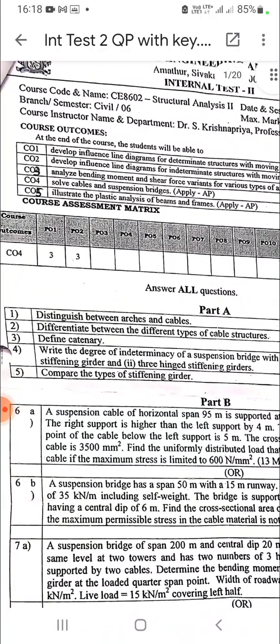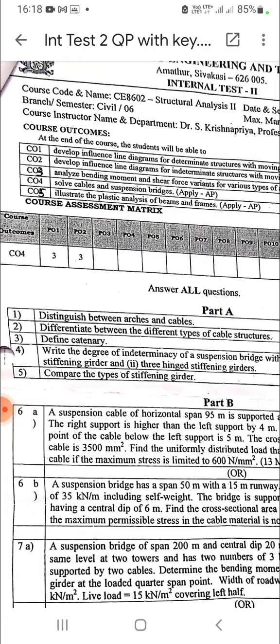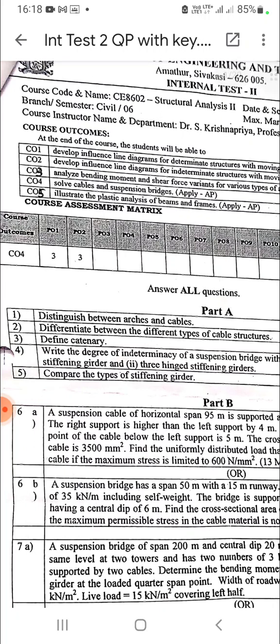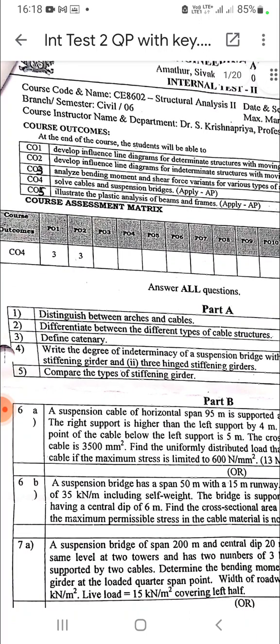And then what is catenary? Catenary is a true shape of cable structure, that you have to write first. It is a shape taken by a cable or rope or wire which is freely suspended between two towers or two supports. People are not writing this. Shape taken by cable or wire or rope, freely suspended between two supports.